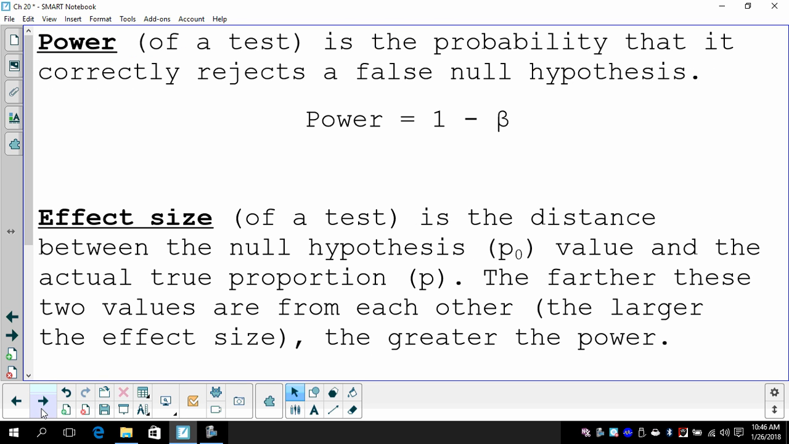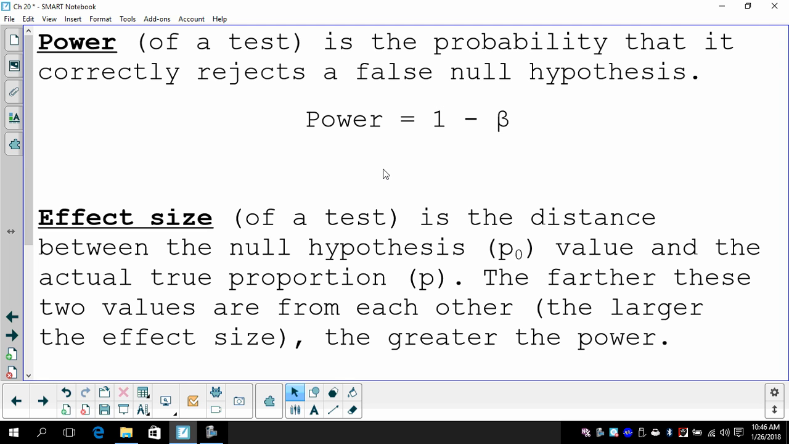So in terms of the justice system, the power of a test is the ability to convict somebody who's guilty. And so that power is the percentage of not making a type 2 error. So if beta is the probability of making a type 2 error, 1 minus beta is the probability of not making that error, and that's what we call power. Again, we're not really going to be able to calculate this because we don't know what beta is. This is sort of a theoretical conversation.